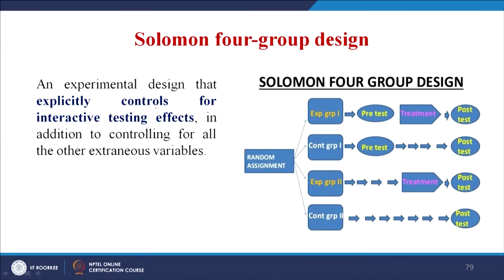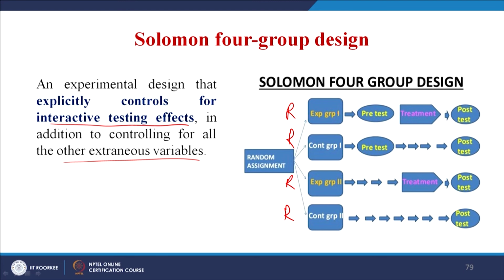Now, this is the last. This is the Solomon four group design, which is an experimental design that explicitly controls for interactive testing effects in addition to controlling for all other extraneous variables. What it does is, it is like a pre-test post-test measure again, but there are 4 groups of study. First of all, you see there is a random assignment. A population is split into 4 groups and they are randomly assigned, right.